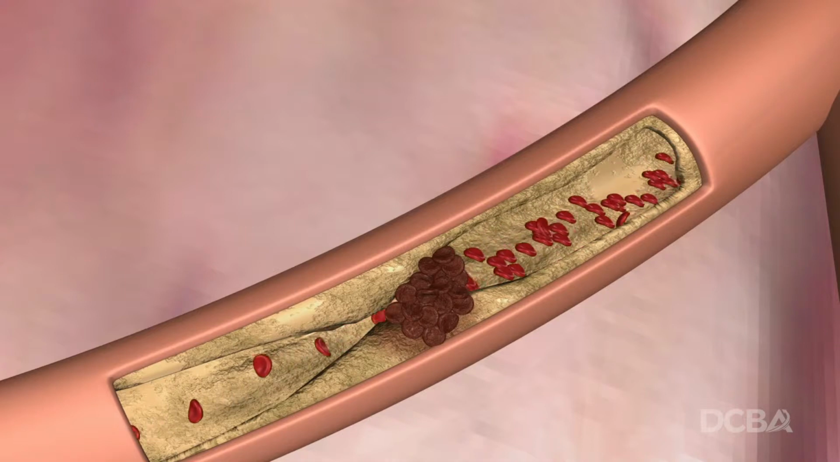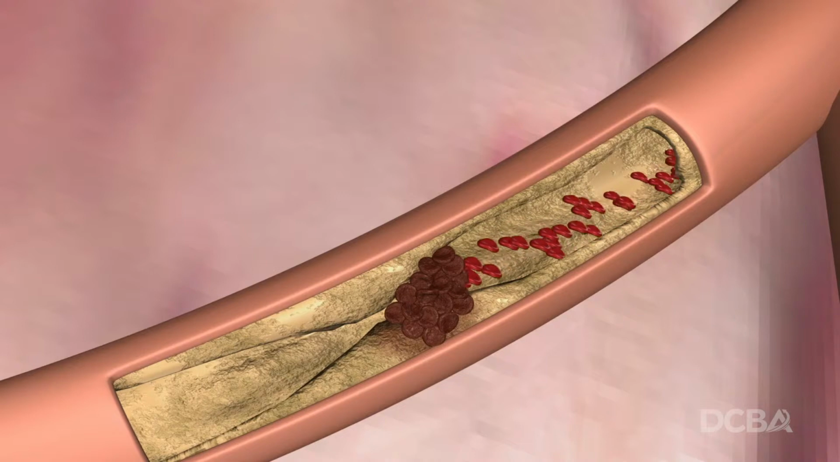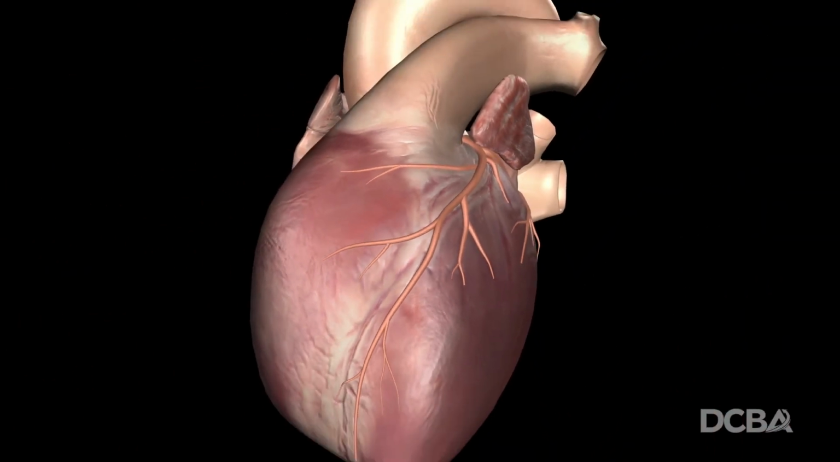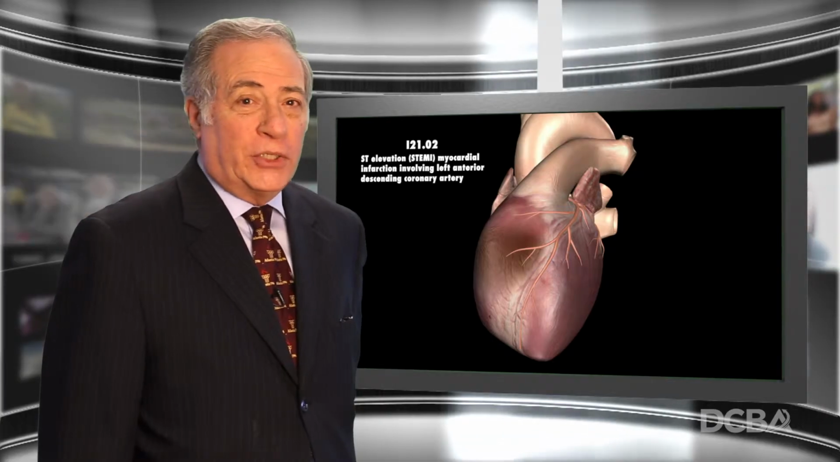The occlusion of the coronary artery will lead to total obstruction of flow, and the muscle distal to that obstruction will die. This will lead to an ST elevation myocardial infarction of a branch of the left anterior descending. And that's how it should be described for ICD-10.